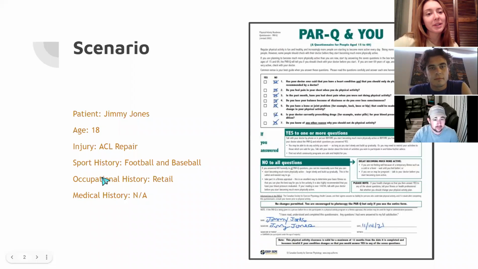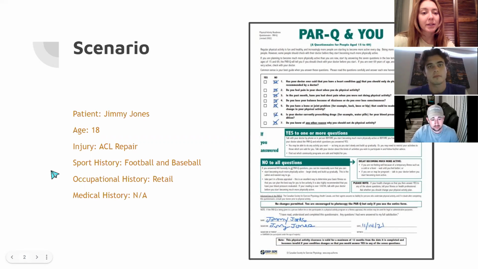So our scenario is we have a patient named Jimmy Jones. He's 18 years old and he had an ACL repair. His sport history is that he plays football and baseball and he works retail. So far, he has no medical concerns. He's an overall healthy male and he just needs some corrective exercises to strengthen his knee joint and the muscle.